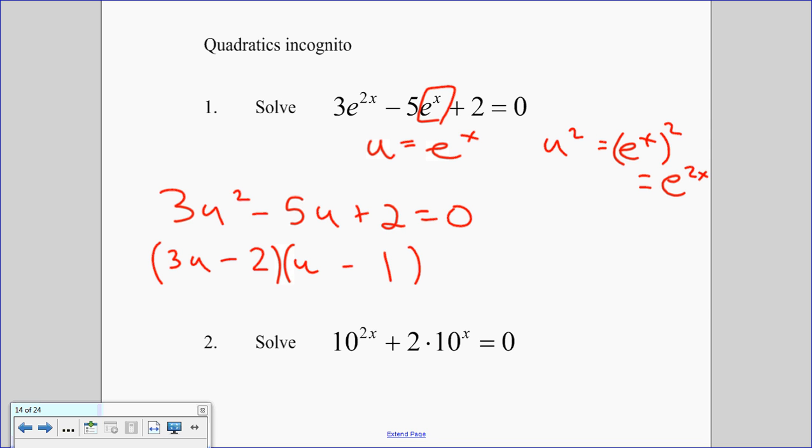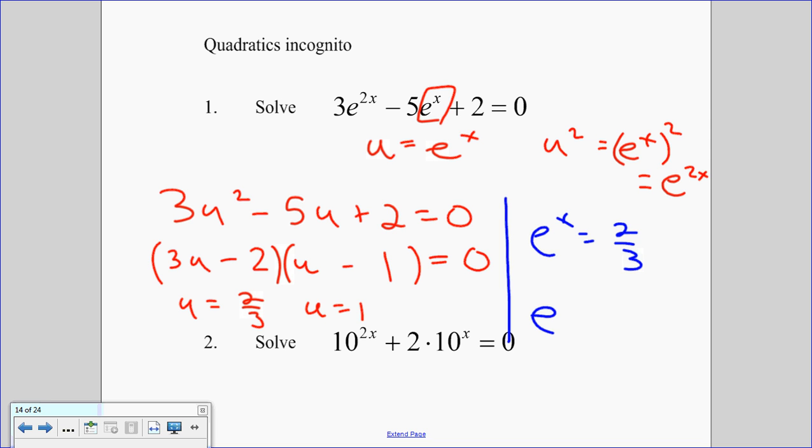Here's the factor form. The zero product property says that u will equal what? 2/3, and u equals 1, if I set each one equal to 0 and isolate u. But let's solve for x. So instead of u equaling 2/3, I have e to the x equaling 2/3, and then I have e to the x equaling 1. I've got to go back and replace that e to the x for u.